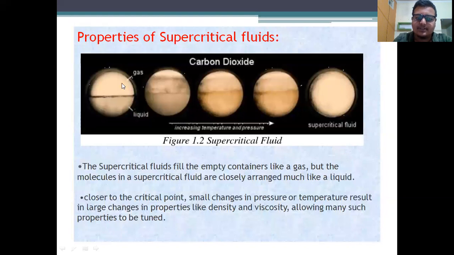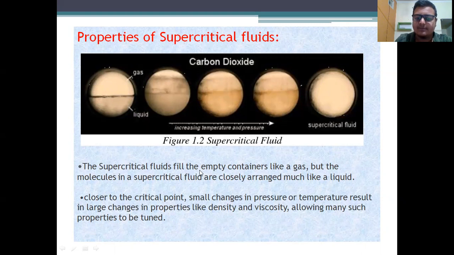So as you can see here, the supercritical fluid carbon dioxide is presented here. The carbon dioxide in the gaseous form and liquid form are present. As we increase the temperature and pressure, it goes miscible and mixes together to form a single supercritical fluid which is virtually indistinguishable.